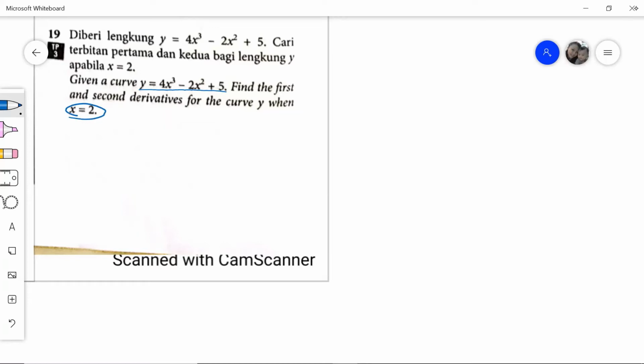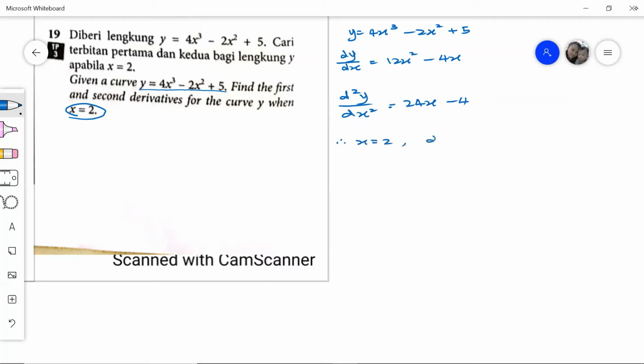So first of all, from y equals 4x cubed minus 2x squared plus 5, let's do the dy/dx. So we have 12x squared minus 4x, followed by the second order derivative. So we have 12 times 2, 24x minus 4. Therefore, when x equals 2, we can find the value of the dy/dx.